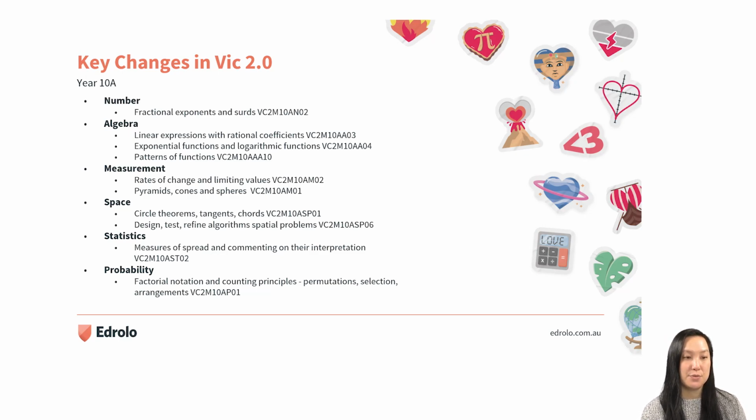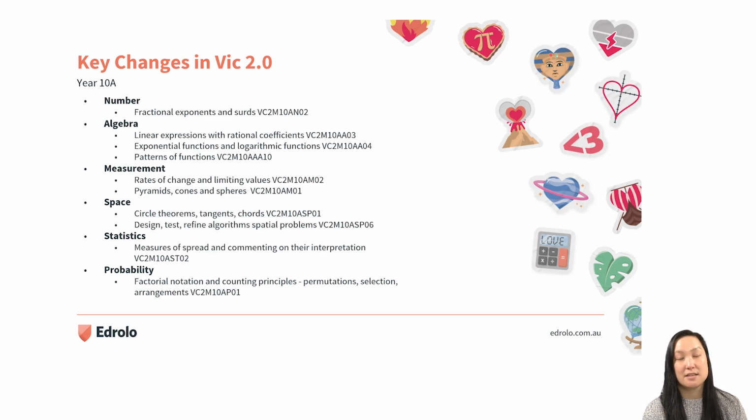Also looking at volume of pyramids, cones, and spheres. In space, we see a move from measurement in the previous Victorian 1.0 curriculum. Circle theorems, tangents, and chords are all moved now into space. And algorithms, again, they'll be looking at designing, testing, and refining algorithms in spatial problems.